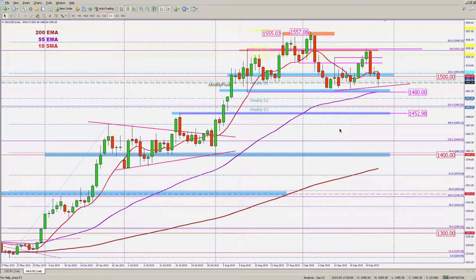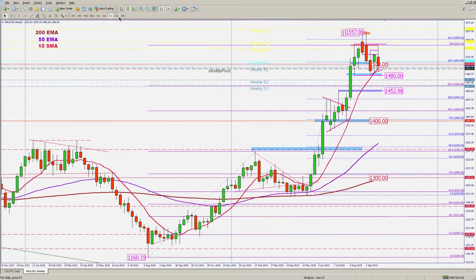And this is the daily chart of spot gold. The last 3 days have been bearish, and let me switch to the weekly time frame. It's a wide ranging week of about 470 plus pips with a bearish close.